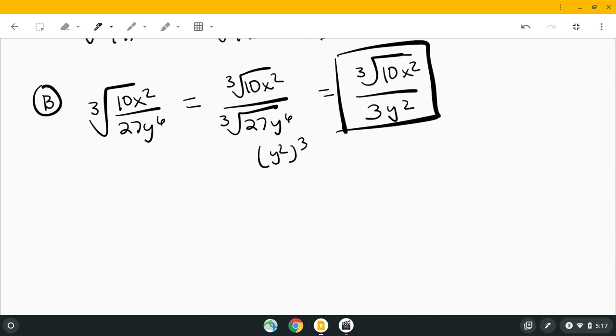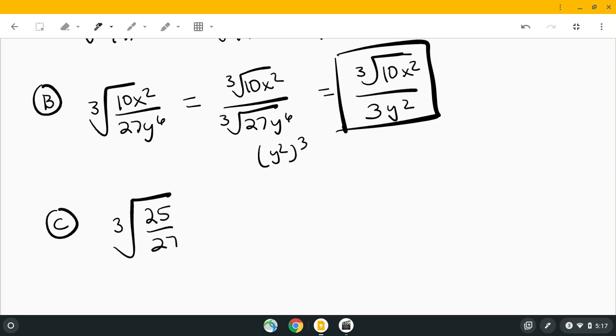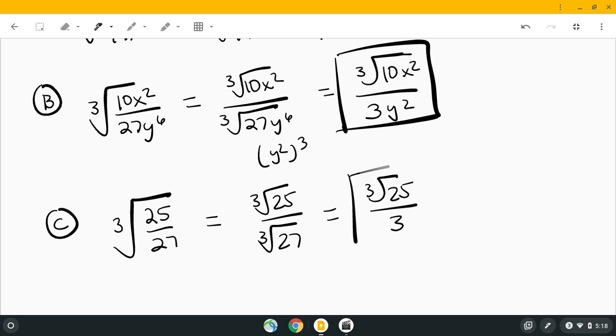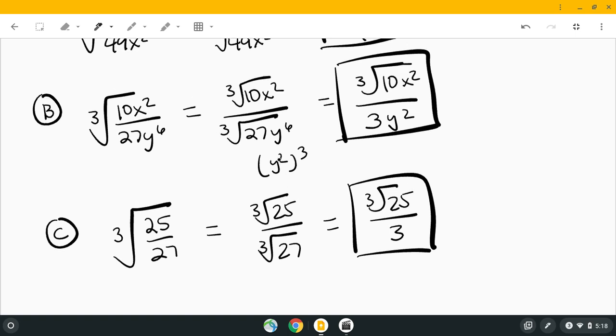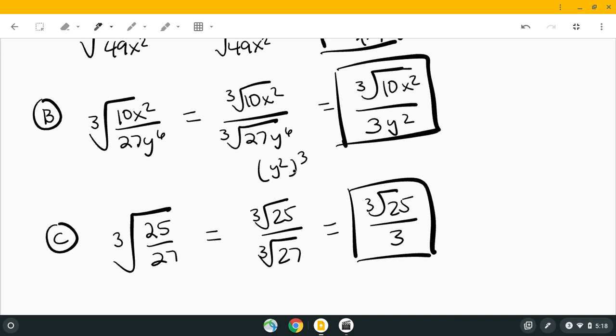Okay, and let's do one more here. Cube root of 25 over 27. So clearly that doesn't simplify. So if I split them up, then here this remains, and here I get 3. All right, so we see here that when I simplified these 3, it satisfied those conditions that I listed about how you know you're simplified. Here we had a fraction inside the radical, and it said no fractions inside the radical.